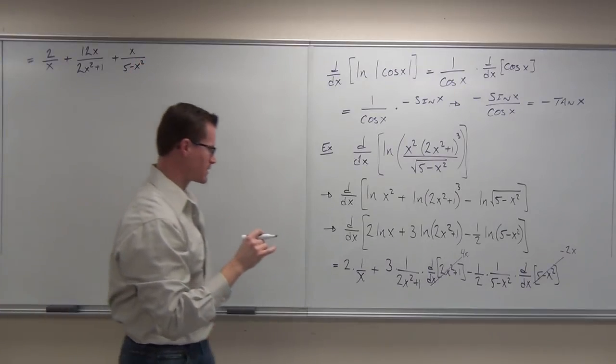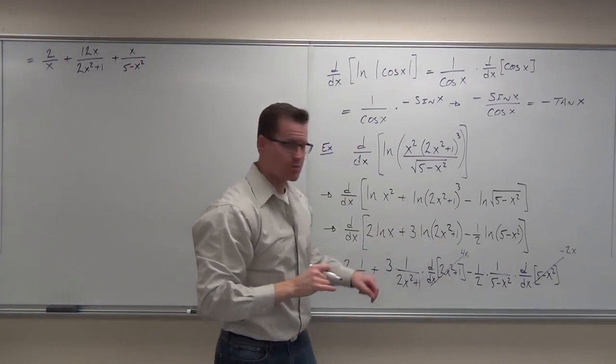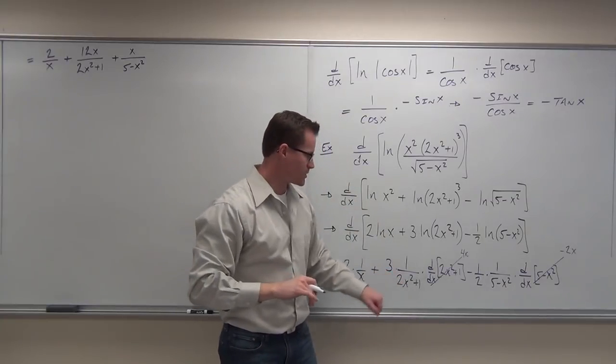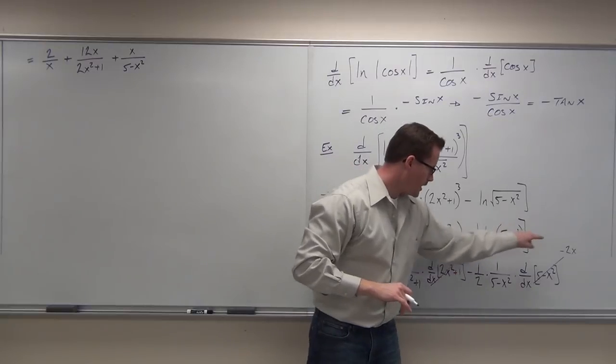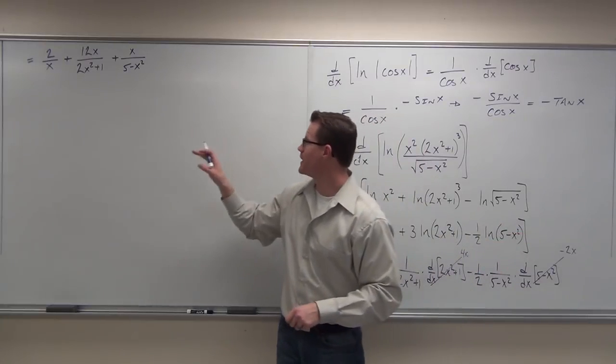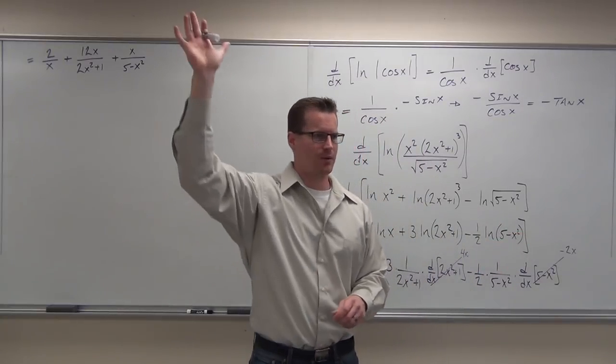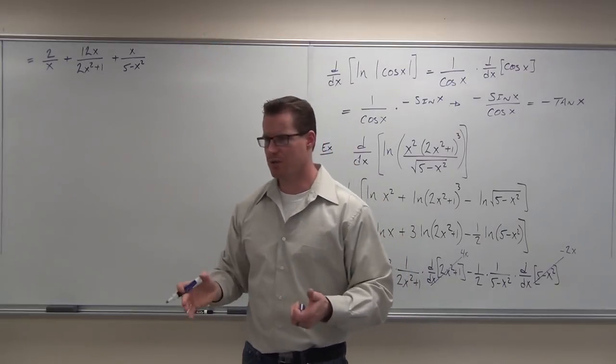Did I miss anything else? Let's double check. 4x times 3, that gives us our 12x. This stuff doesn't change. 2's are gone, minus with a negative gives us a plus. X over 5 minus x squared, we got that. That's as good as I want. How many people got that one? That's good. If you did that, you know what you're doing, okay?